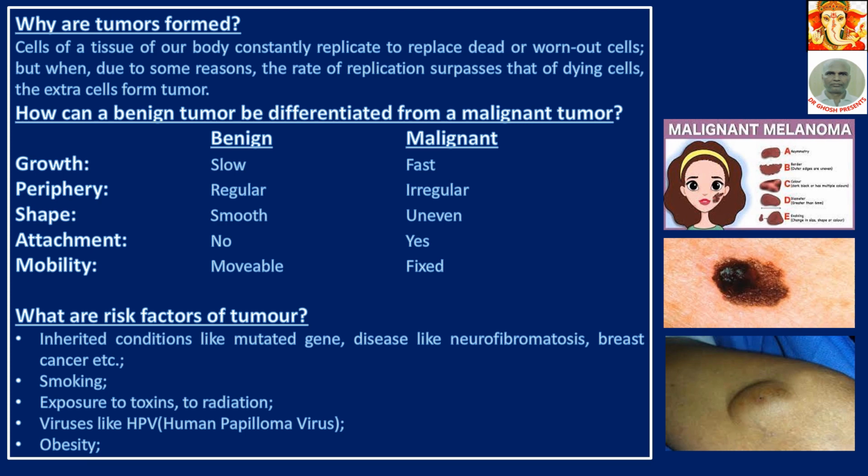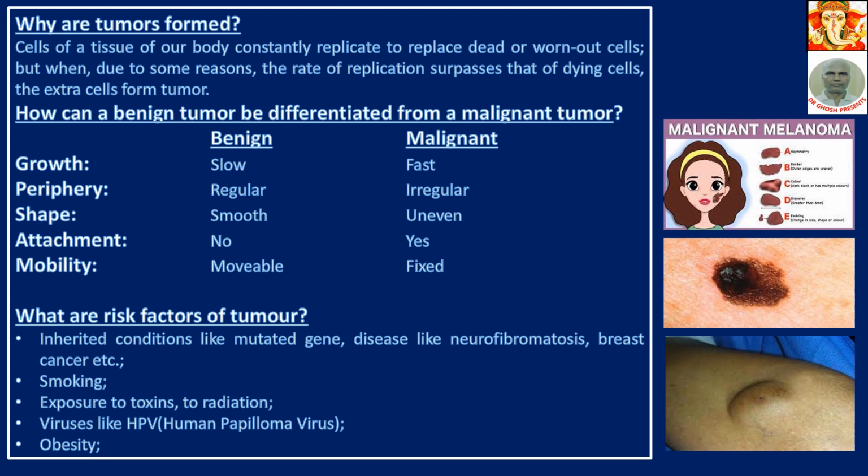Why are tumors formed? Cells of a tissue of our body constantly replicate to replace dead and worn out cells. Whatever may be the tissue, say in liver, heart, brain, skin, anywhere, the cells are constantly dying, so that must be replaced. So there is cell division and cells are formed. But when, due to some reasons, the rate of replication surpasses that of dying cells, extra cells form a tumor.